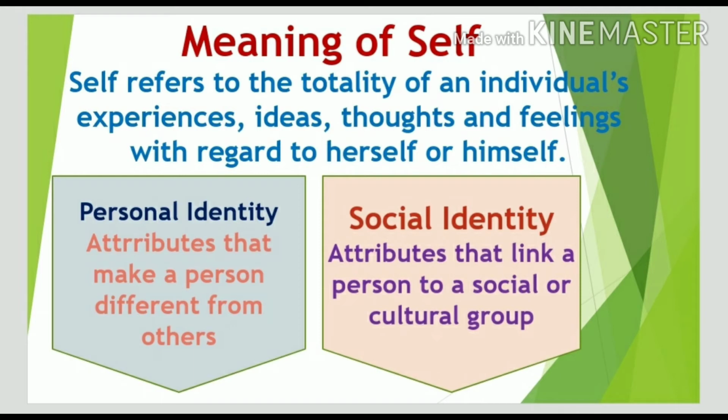It is basically your identity. Now, this identity can be your personal identity as well as your social identity. Personal identity means attributes, qualities that make a person different from others. For example, you are a very good singer. This is your quality that makes you different from others. This is your personal identity. You are known by your singing. And social identity is qualities that link you to a social or cultural group. How people recognize you in a society, in your culture. For example, he's a Hindu, he's a Sikh, he's a Muslim, he's a North Indian. That is your social identity.